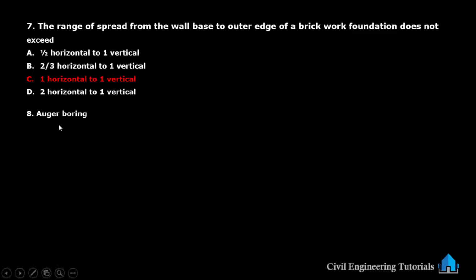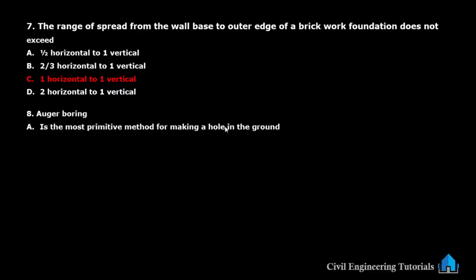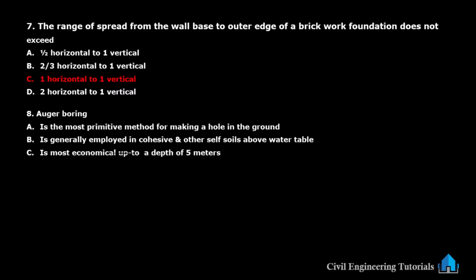Auger boring, option A, is the most primitive method for making a hole in the ground. Option B, is generally employed in cohesive and other soft soils above water table. Option C, is most economical up to a depth of 5 meters. Option D, all the above. So auger boring, answer is all the above: it is the most primitive method for making a hole in the ground, is generally employed in cohesive and other soft soils above water table and is most economical up to a depth of 5 meters.